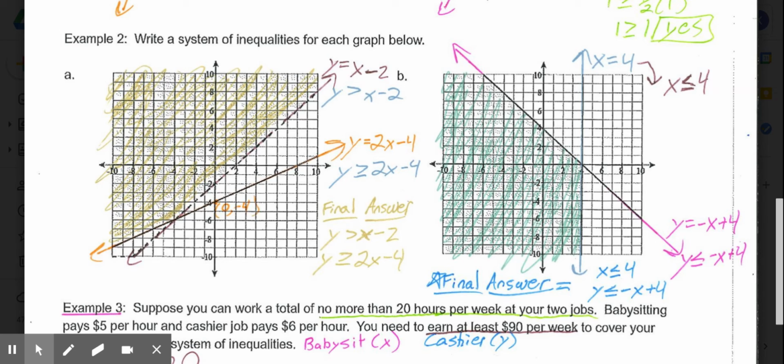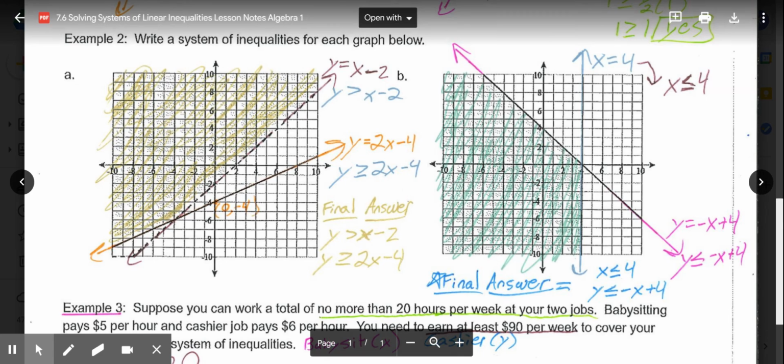If it's down to the left, I know it's less than, just from looking at it. Or again, I could try a point like 0, 0. I put a 0 in for y and x, and I'd end up with 0 is something to 4. So is 0 less than or greater than 4? Well, it's less than. So if we're shading toward the 0, 0, our answer would have to be a less than. Because it's a solid line, it's less than or equal to. So our final answer here would be x is less than or equal to 4, y is less than or equal to negative x plus 4.